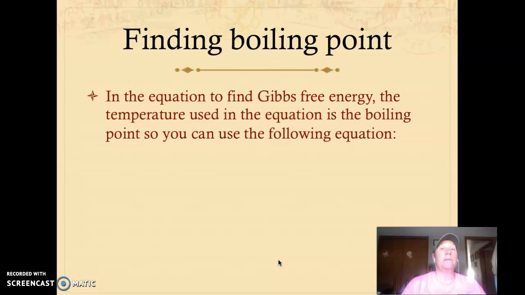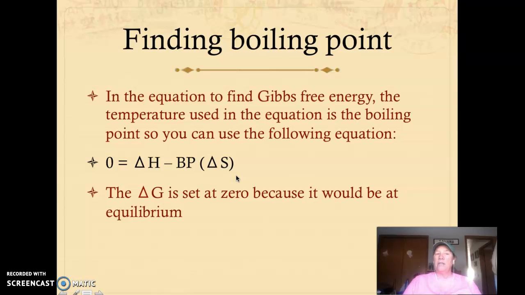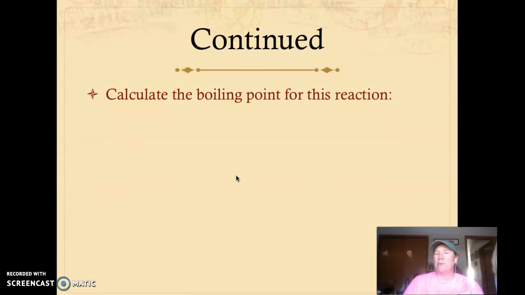So you can use this to find the boiling point, because in that equation, the temperature can be used as the boiling point. If we want to find the boiling point, what we do is set the Gibbs free energy to 0, because then it's in equilibrium, okay? So we're going to say 0 equals delta H minus our boiling point, which is our temperature, but at equilibrium this temperature is actually going to be its boiling point, times delta S. So we set delta G at 0, because that's when our temperature would be our boiling point. Sorry, I have to put this on a couple slides.